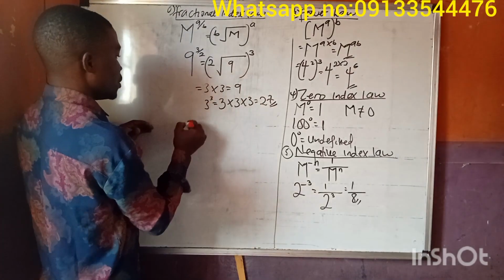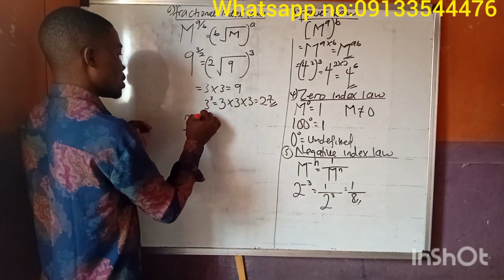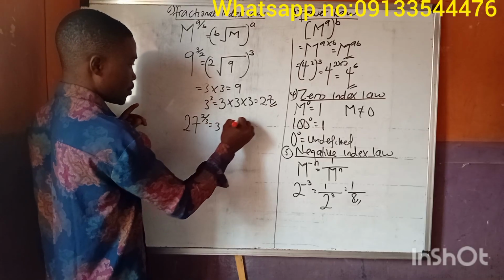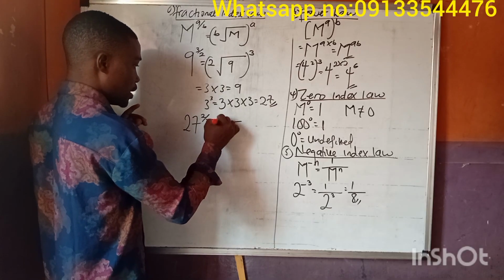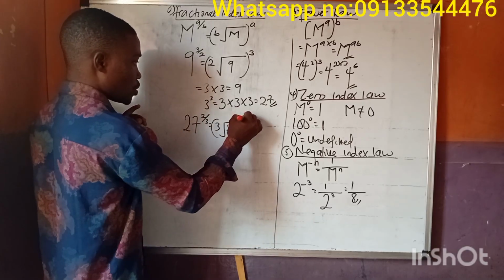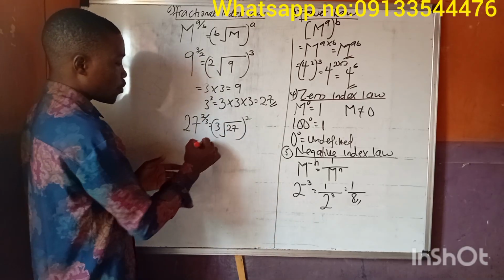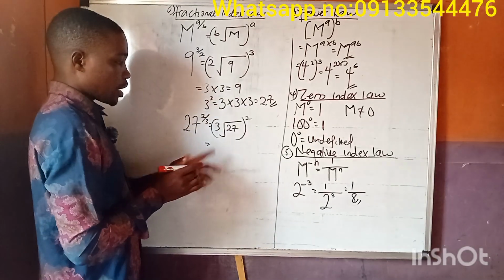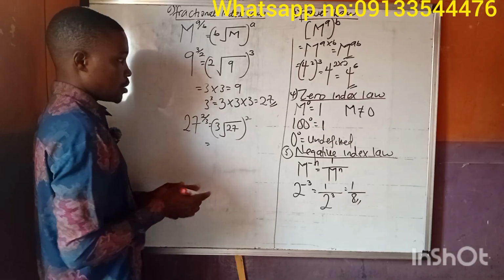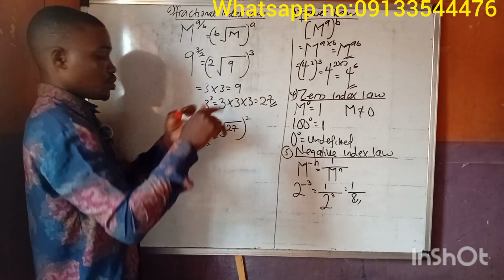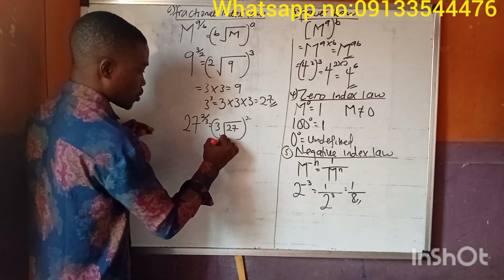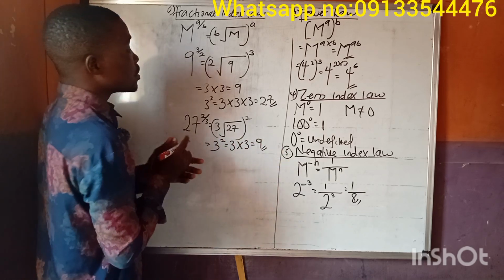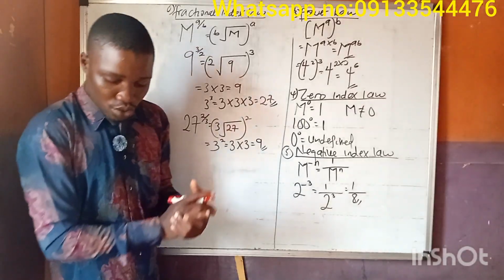Another example, if you have 27 raised to power 2 over 3. This 3 here will come here as the root, then 27, then everything inside the bracket raised to the power of the numerator, which is 2. Then you look for a number that, if you multiply it by itself 3 times, will give you 27. It's still 3, because 3 times 3, 9. 9 times 3, 27. So we have 3 raised to power 2. So we have 3 times 3, we have 9. This is what the fractional index law is talking about.